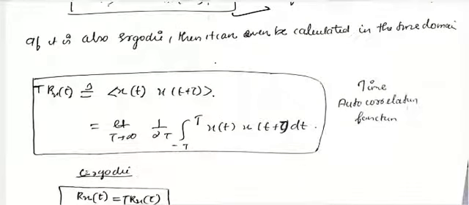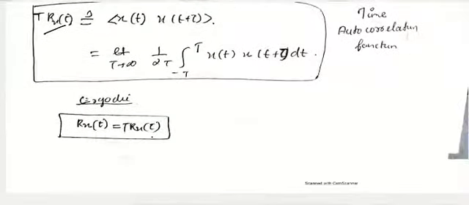If it is ergodic, then it can be calculated in the time domain also. I have already mentioned earlier that if it is ergodic, the ensemble average will be equal to the time average. So we are going to find out the time autocorrelation also. The time autocorrelation function formula is the limit as T tends to infinity of 1 divided by 2T, integral from minus T to T of x of t into x of t plus tau dt.